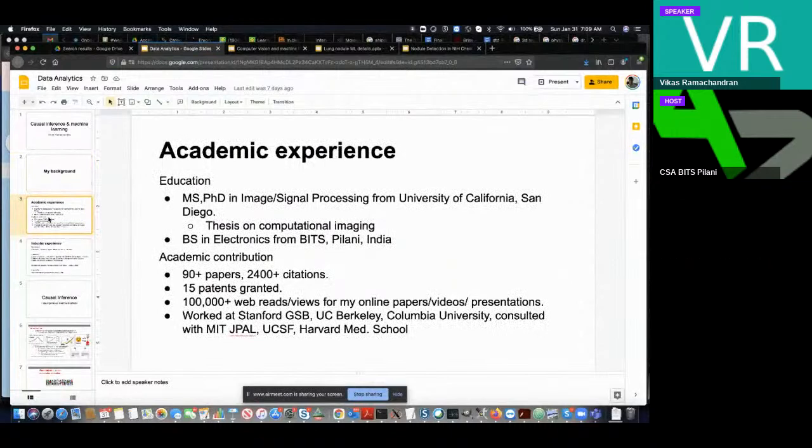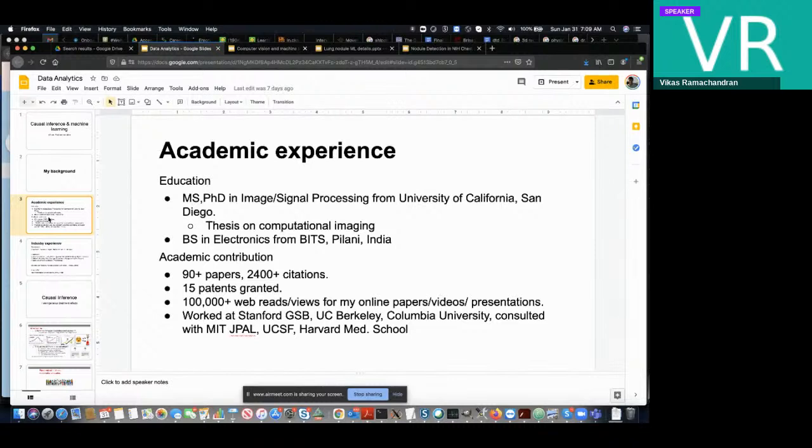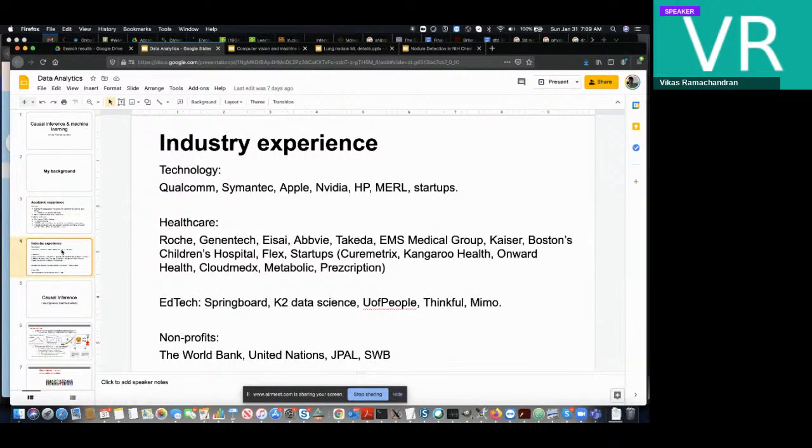So I went to BITS Pilani. I did electronics and instrumentation, and then I moved to the US. I got my master's and PhD in image and signal processing from UCSD. Did a lot of machine learning type work. So my main focus there was on computational imaging, and since then I worked at Qualcomm for about 6 years. Also worked at NVIDIA and Mitsubishi and so on. Mainly looking at computational imaging.